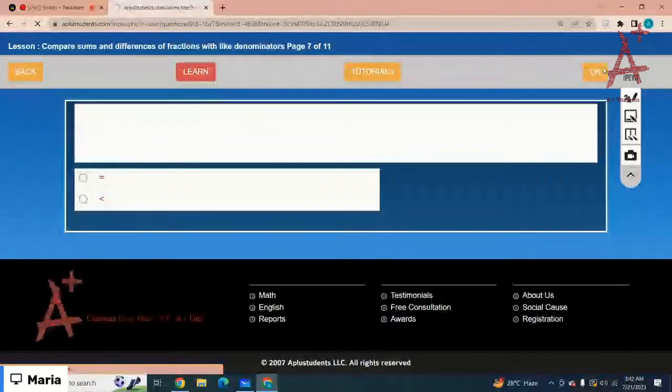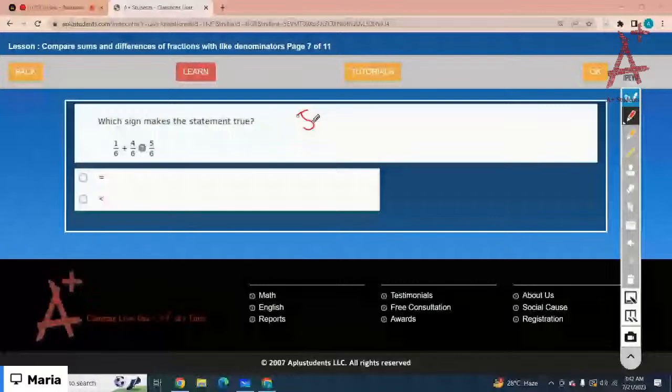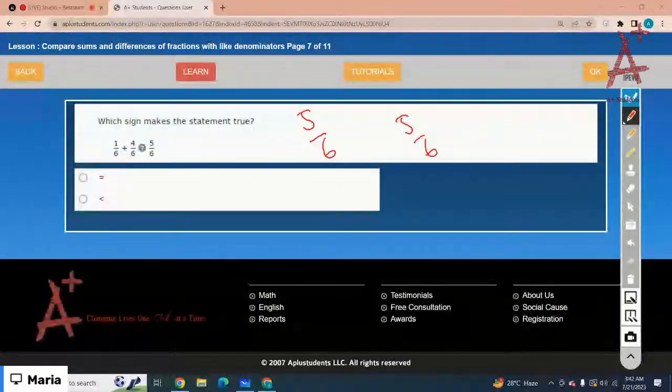Okay, the next one is 1 by 6 plus 4 by 6, and you have to compare it to 5 by 6. So 1 plus 4 is 5 over 6 and 5 over 6. So they both are exactly equal. So the correct option is equal.